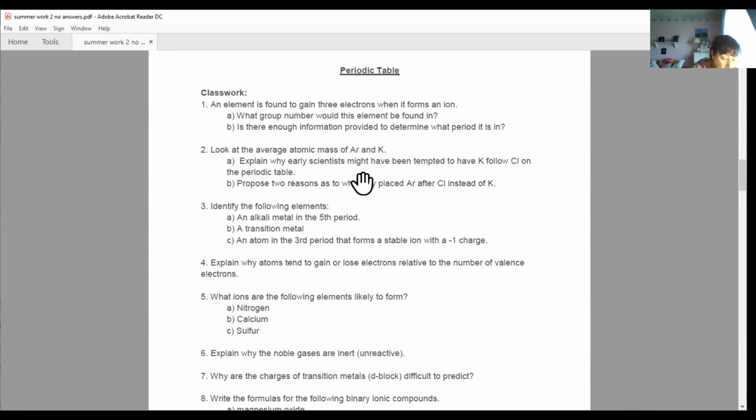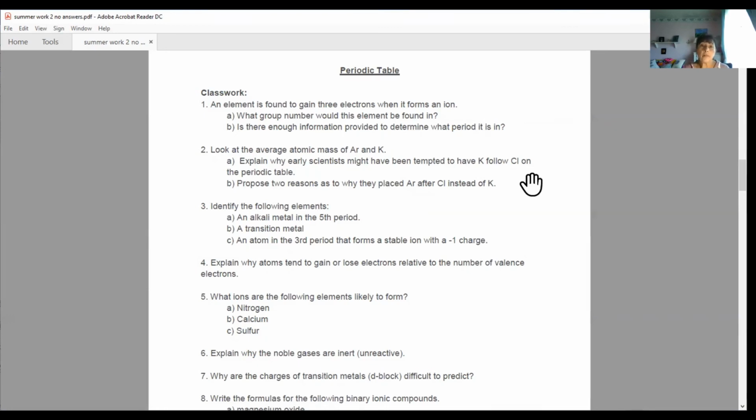Number 2, look at the average atomic mass for argon and potassium. Argon is 39.9, potassium is 39.1. Explain why early scientists might have been tempted to have K follow Cl, so chlorine, on the periodic table. Because in order you would put 39.1 before 39.9, according to the mass number.